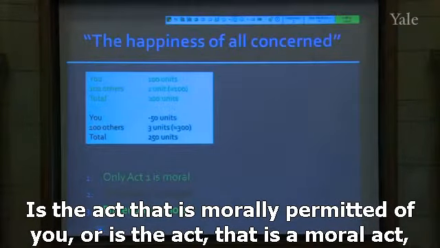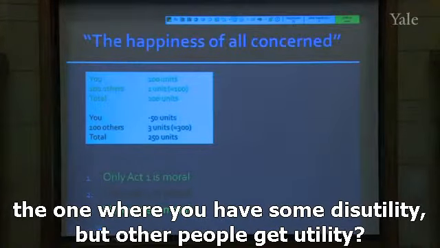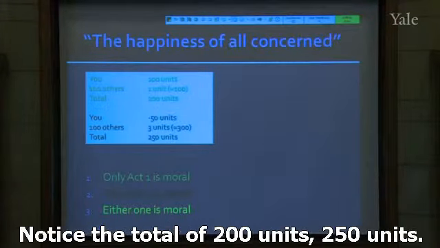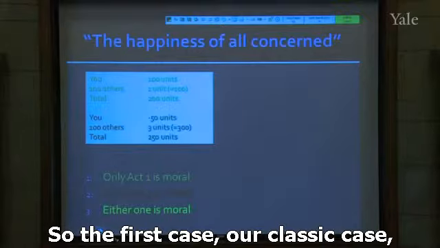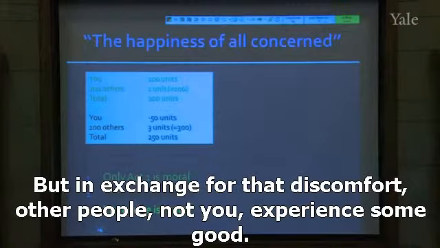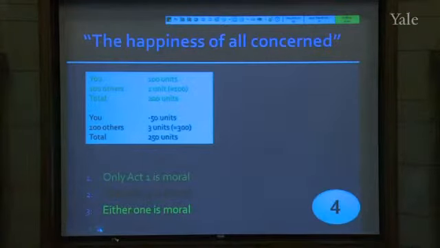Is the act that is morally permitted of you, or is the act that is a moral act, the one that we've initially presented, the one where you have some disutility but other people get utility, or are these of equal value? Notice the total of 200 units, 250 units. So the first case, our classic case. The second case, one where you experience some discomfort, but in exchange for that discomfort, other people, not you, experience some good. Okay, let's turn on the 10-second timer and see how this comes out.